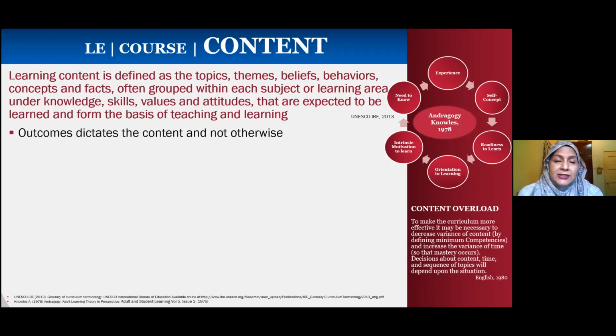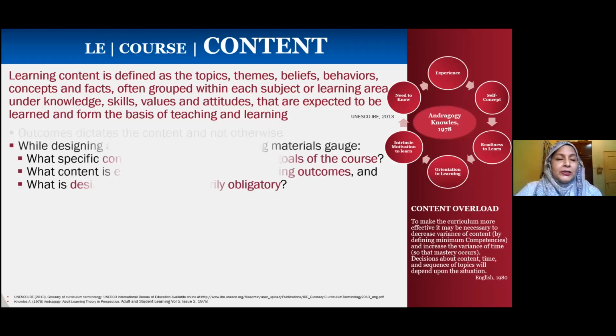The outcome dictates the contents and not otherwise. It is very important to understand that it is not the content which comes first, it's the outcomes which come first. So whenever we are developing the curriculum, the outcomes are identified first. And to achieve those outcomes, what is the content which should be included? That is being identified. It's not the other way around, because in that case, each subject, each discipline will take the upper hand, and they will want to put all the topics of their interest into the curriculum, which will make the curriculum very much overloaded.